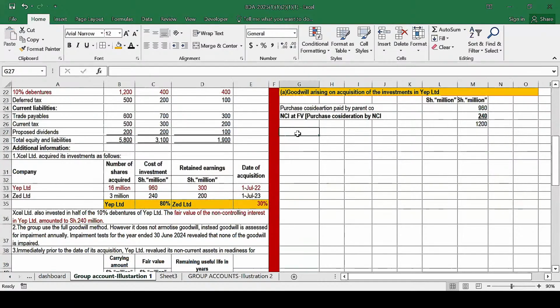And then now to this, what do we need to less? To this, we need to less the fair value of net assets acquired.